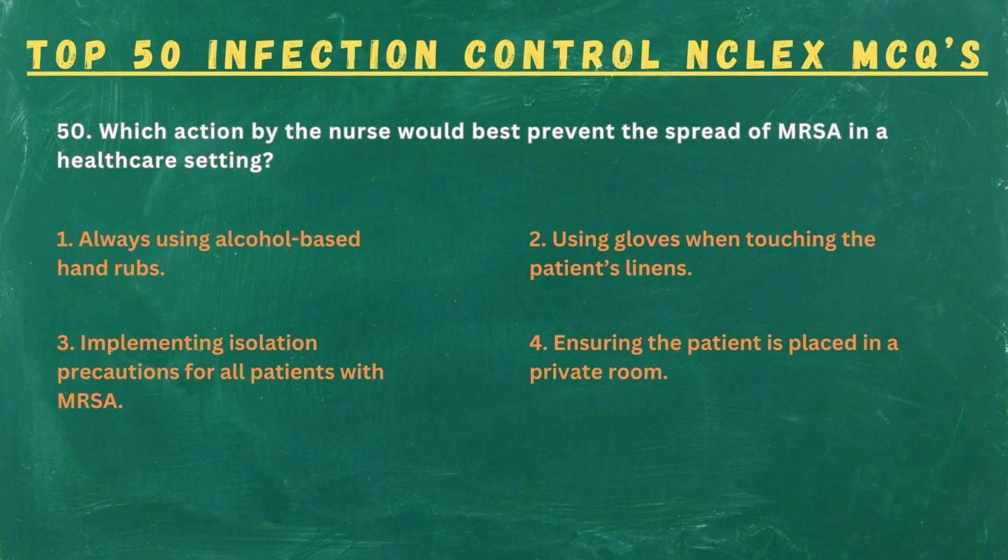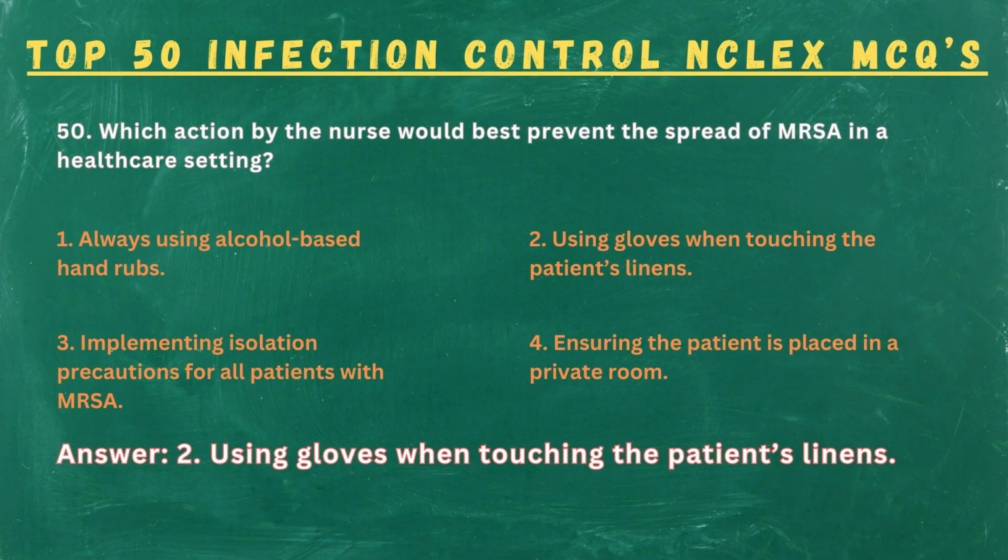50. Which action by the nurse would best prevent the spread of MRSA in a healthcare setting? 1. Always using alcohol-based hand rubs. 2. Using gloves when touching the patient's linens. 3. Implementing isolation precautions for all patients with MRSA. 4. Ensuring the patient is placed in a private room. Answer: 2. Using gloves when touching the patient's linens.